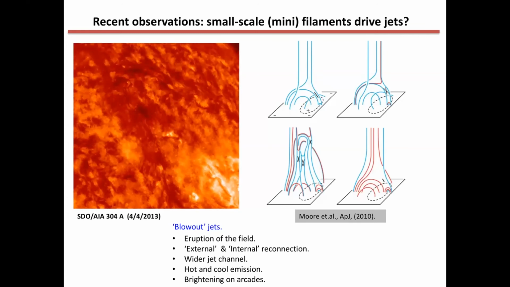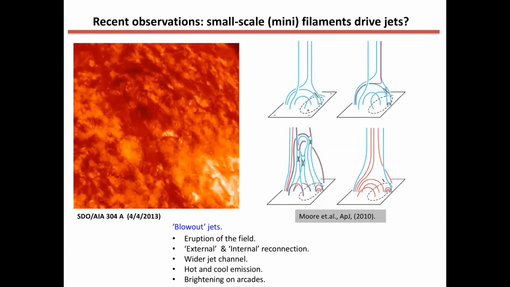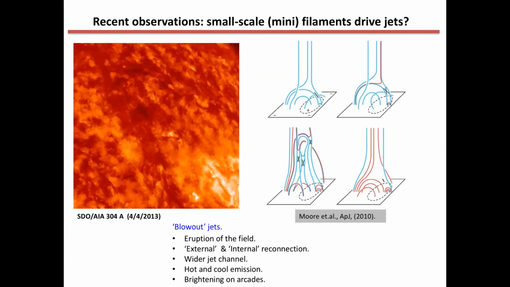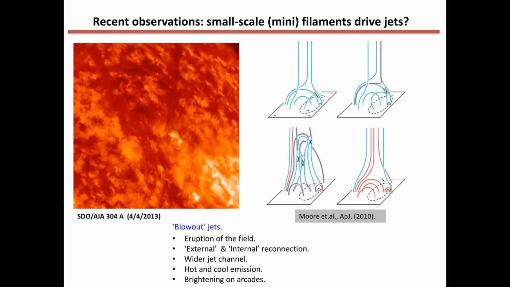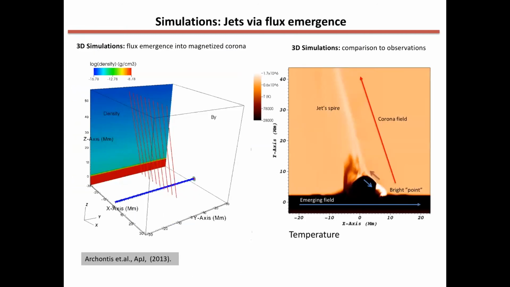If this is what is happening, this is a very different mechanism for the onset of jets, because the typical scenario for the onset of jets for 40, 50, 60 years now was just reconnection between, let's say, an emerging field and pre-existing field. Here we're talking about a completely different driver, and the driver is the eruption. So these are simulations that we tried to see whether we can actually produce this kind of jets driven by eruptions. Flux tube, ambient field.